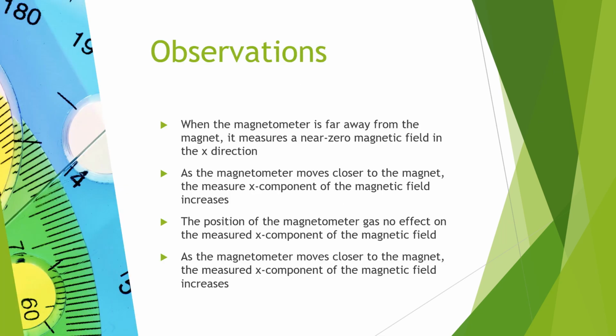Here are our observations of the experiment. When the magnetometer is far away from the magnet, it measures a near zero magnetic field in the x direction. As the magnetometer moves closer to the magnet, the measured x component of the magnetic field increases. The position of the magnetometer has no effect on the measured x component of the magnetic field. As the magnetometer moves closer to the magnet, the measured x component of the magnetic field increases.